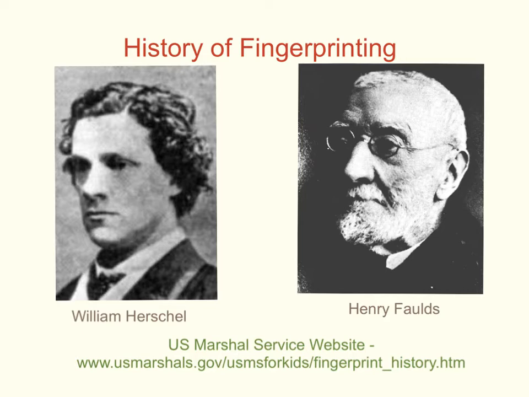In 1877, Herschel introduced the idea of using fingerprints to identify prisoners, and as early as 1880, Henry Faulds published a paper suggesting that fingerprints could be used to identify criminals. To find out more about the history of fingerprinting, go to the U.S. Marshal Service website listed below.